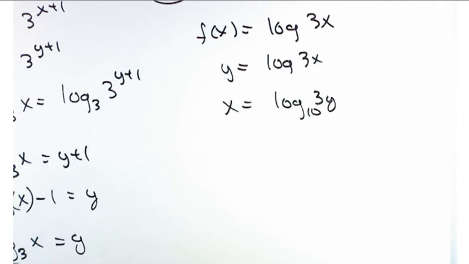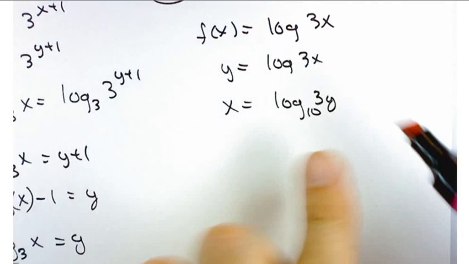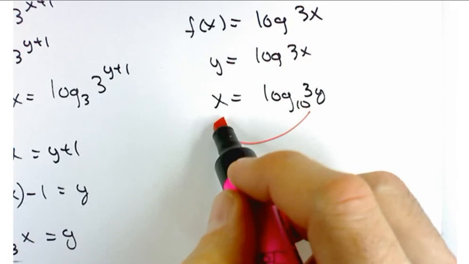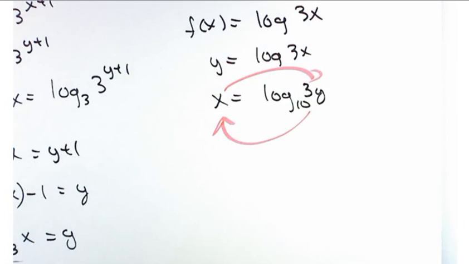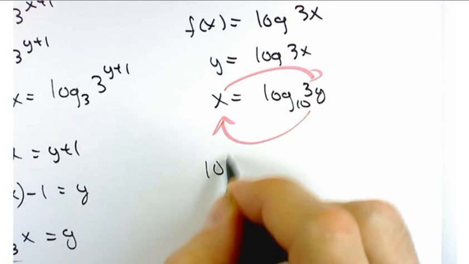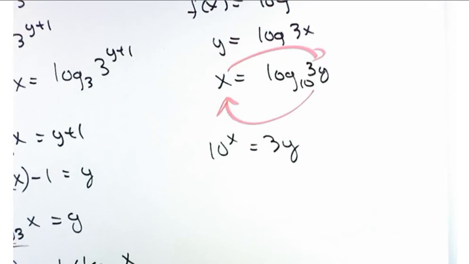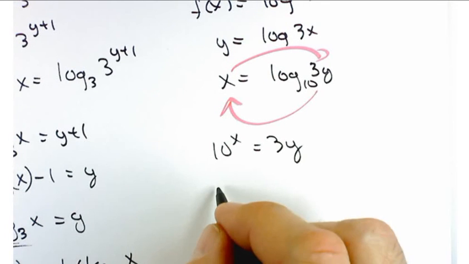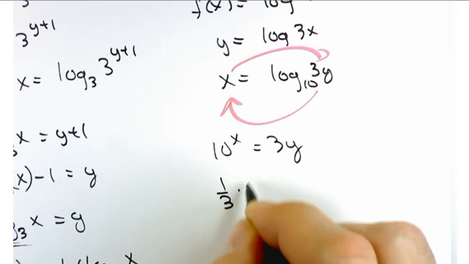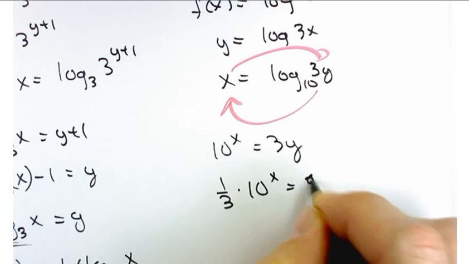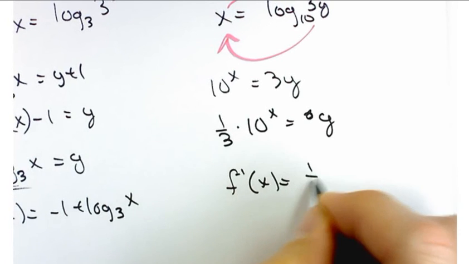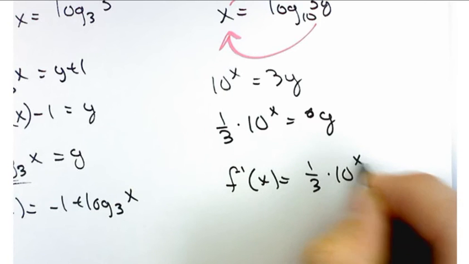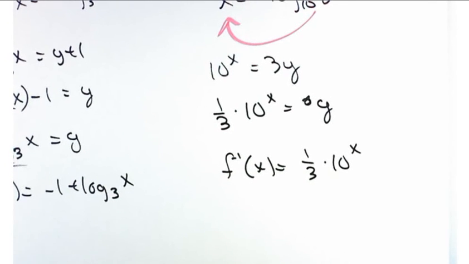How are you going to solve here? What are you going to do? Perfect. It's a little bit opposite of the way we often write it, but it's still the same pattern. The base to this equals this. So 10 to the x equals 3y. Divide both sides by 3 or multiply by 1/3. 1/3 times 10 to the x equals y. And that's your f inverse. 1/3 times 10 to the x. Nice.